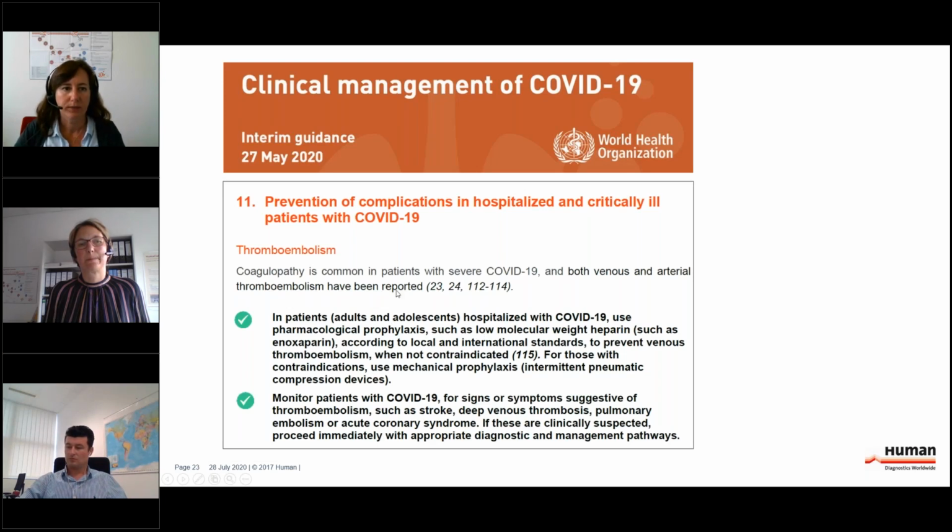Also, the WHO released in May a guidance document on the clinical management of COVID-19. Chapter 11 is dedicated to thromboembolism. The WHO states that coagulopathy is common in patients with severe COVID-19, and both venous and arterial thromboembolism have been reported. So they also recommend prophylactic doses of heparin, such as, for example, low molecular weight heparin. For those patients with contraindication, mechanical prophylaxis should be used.